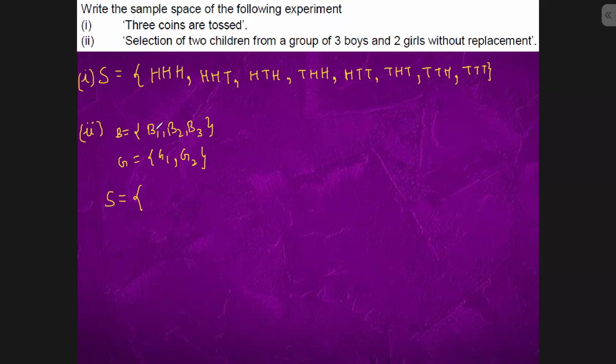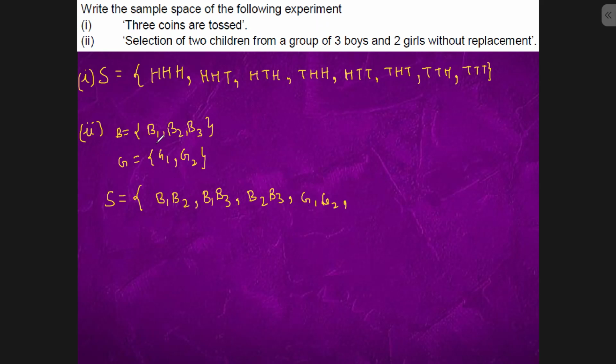So out of these 3, we will select two boys. So it will be B1, B2. It could be B1, B3. It is 3C2, which is 3. So it will be B2, B3. Now, if we are taking from girls, it will be G1, G2.